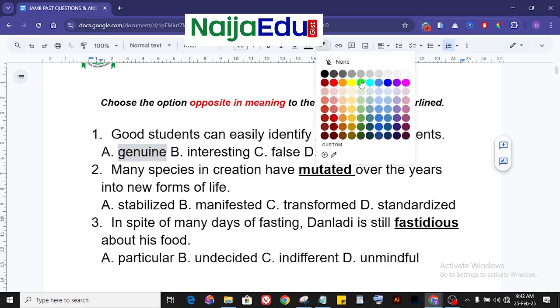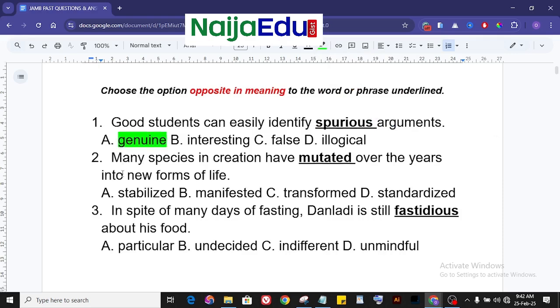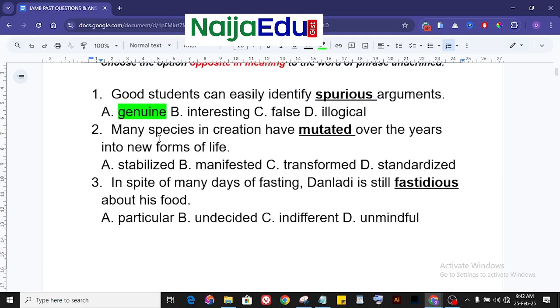So let me mark it. So the correct answer is genuine for the number one question. Then number two says many species in creation have mutated over the years into new forms of life. So let's look at the options given. So firstly, you have to look around the meaning of mutated. Mutated means something that actually changed or it's transformed. That is what mutated means.